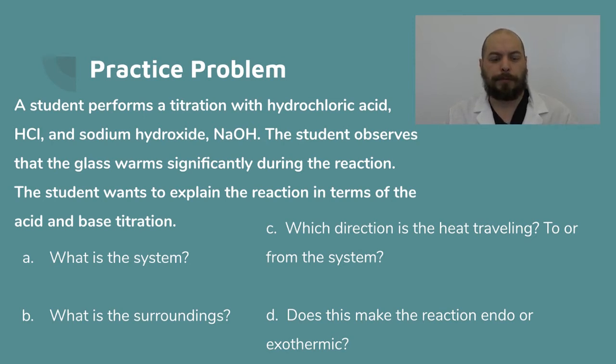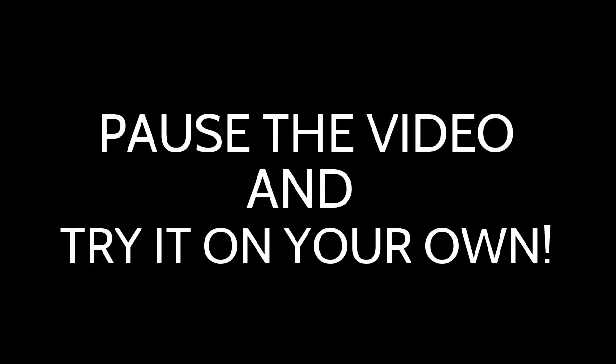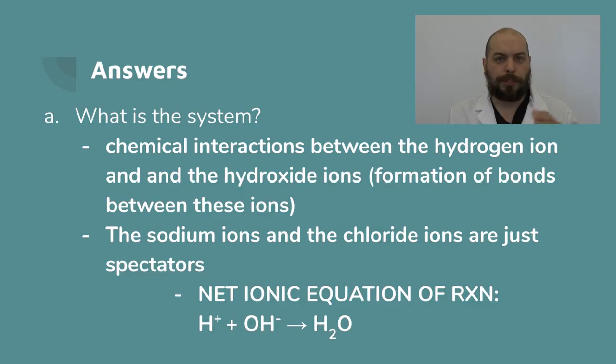First of all, what is the system? Secondly, what therefore would be the surroundings? Third, can you tell me the relative direction that heat is moving? All right, so again, thinking of system to surroundings or surroundings to system, which direction is the energy moving, or the heat moving? And finally, is the reaction itself endothermic or is it exothermic? So let's go through each of these.